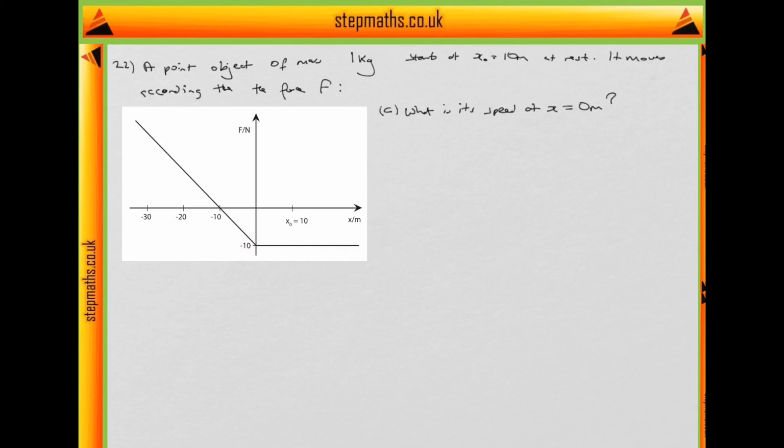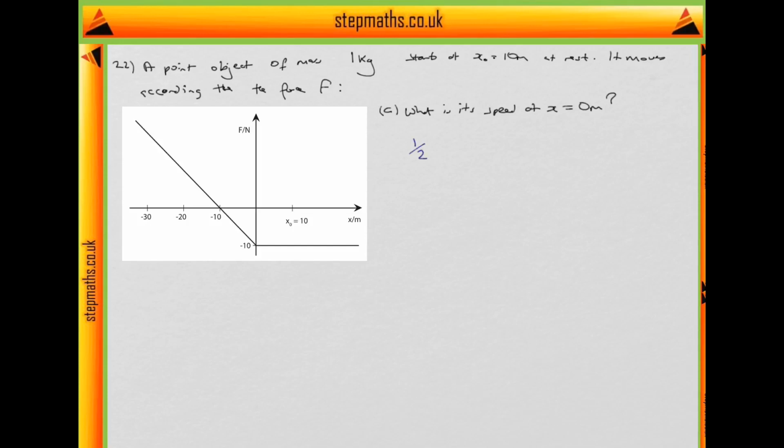So in part A, we're asked, what is the speed of the object at x equals 0 meters? Well, okay, so we know it's moving along the x-axis under some force. And we have here a force versus distance graph. So we know that the area underneath this graph is force times distance. Force times distance is work done. So the area under the graph will be the work done on the particle. And that will be equal to its change in kinetic energy.